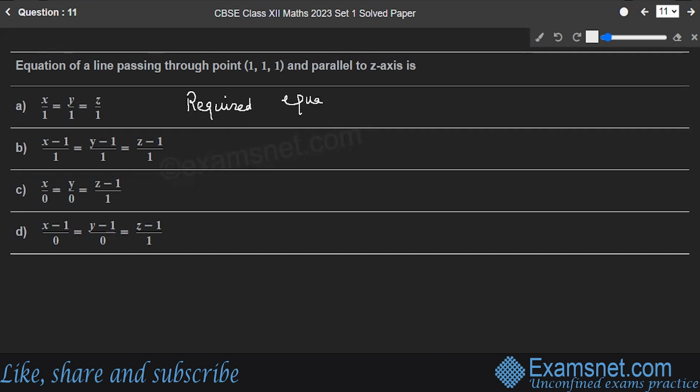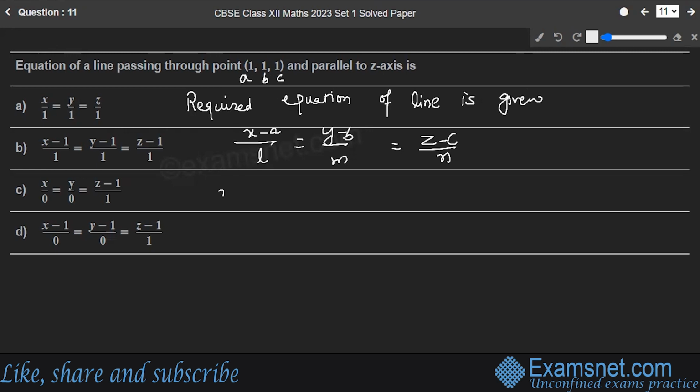The required equation of line is given by the general formula (x minus a) upon l, (y minus b) upon m, and (z minus c) upon n. Here, a is 1, b is 1, c is 1. All the three are 1. And you are given that the line is parallel to z-axis.